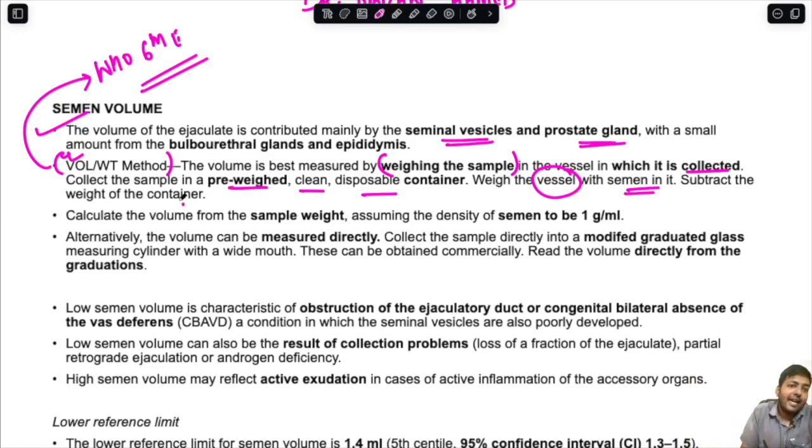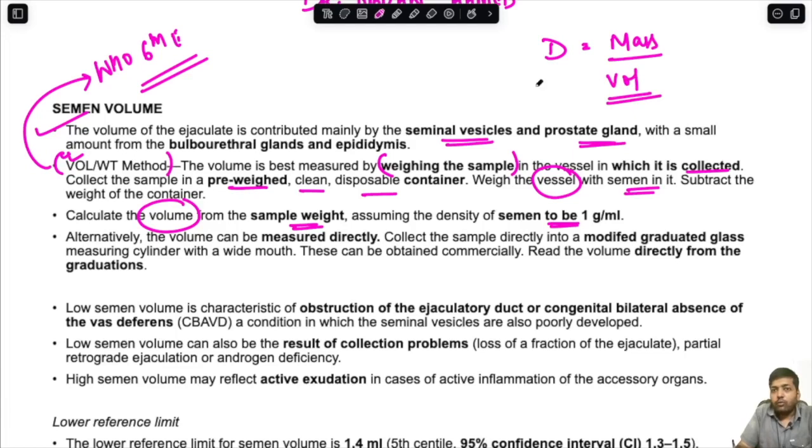Now you can calculate the volume from the sample weight, assuming the density of semen to be 1 gram per ml. All of us know density is equal to mass by volume. Therefore, volume is equal to mass divided by density. So basically, the density of semen is 1 gram per ml. So whatever mass you are getting is equivalent to the volume itself. It is approximately like this, and this is the calculation that you have to carry out for the correct assessment of the semen volume.